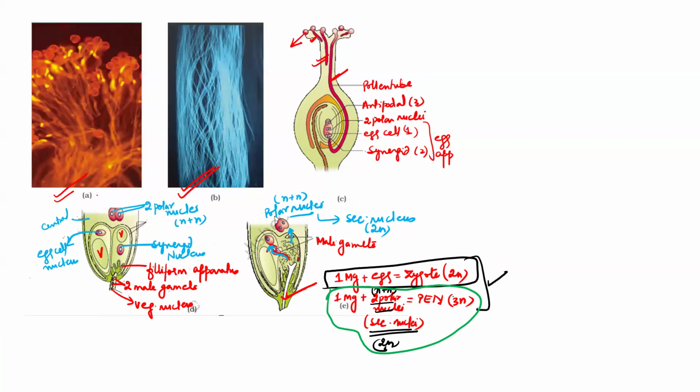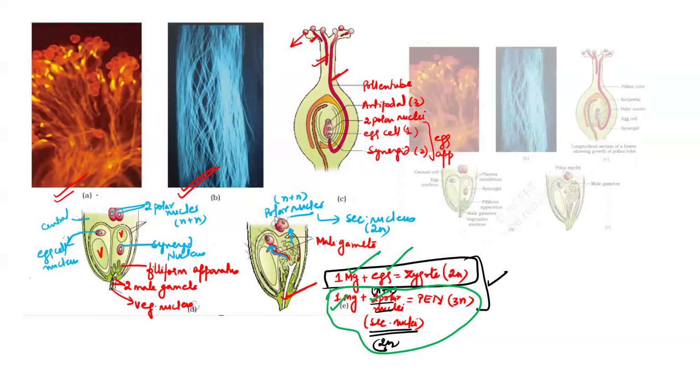Another diagram based question they can ask you: how many nuclear fusions are there? Total, if you see here, 1, 2, 3, 4 and 5. Five nuclear fusions are there. Total, to make zygote and endosperm, 5 nuclei are fusing. Is it clear? So I hope in this video, this topic might be easy for you up till here.